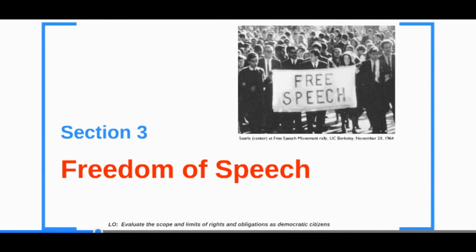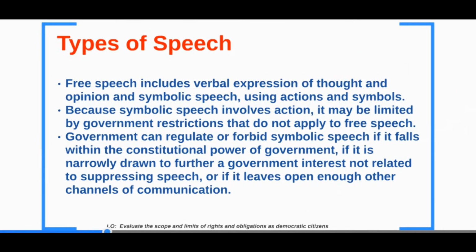Section 3, Freedom of Speech. Types of speech. Free speech includes verbal expression of thought and opinion, and symbolic speech, using actions and symbols. Because symbolic speech involves action, it may be limited by government restrictions that do not apply to free speech.